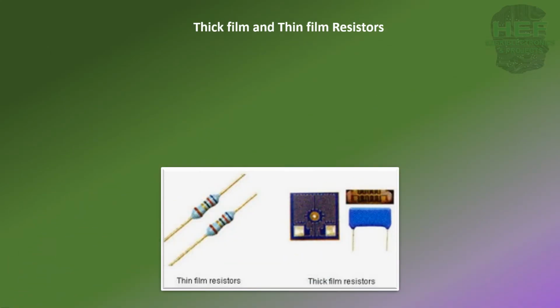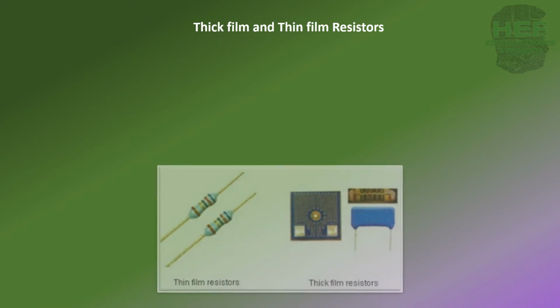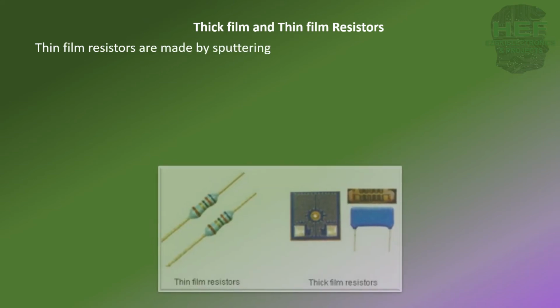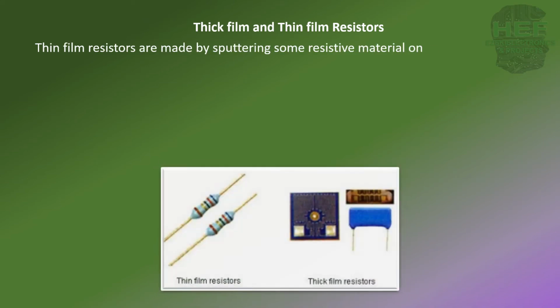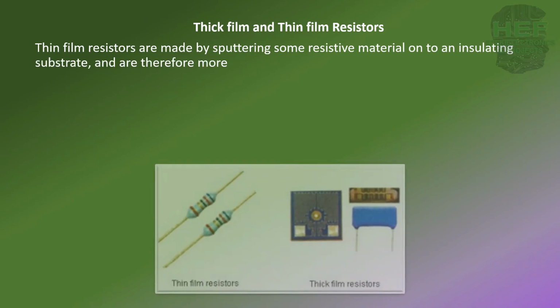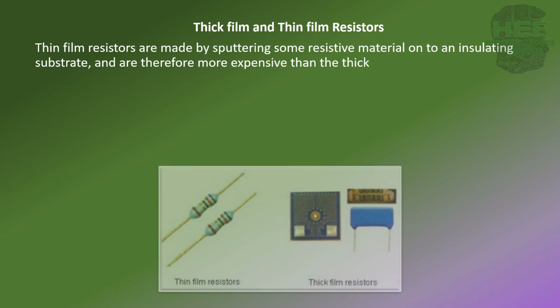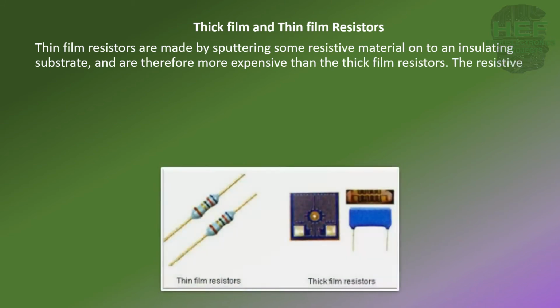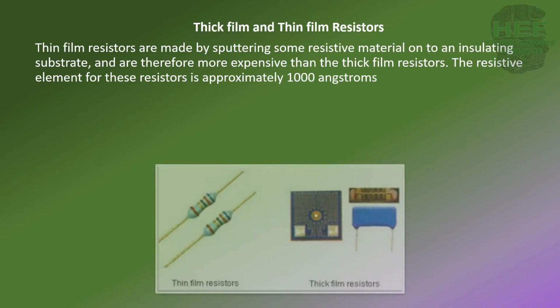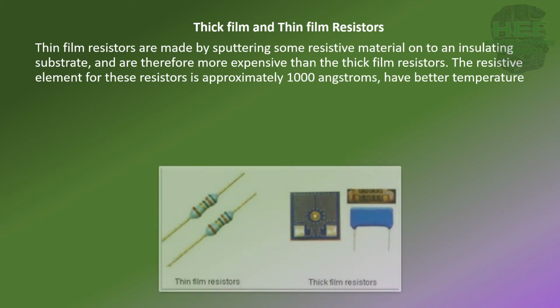Thick film and thin film resistors. Thin film resistors are made by sputtering some resistive material onto an insulating substrate, a method of vacuum deposition, and are therefore more expensive than the thick film resistors. The resistive element for these resistors is approximately 1000 angstroms. Thin film resistors have better temperature coefficients, lower capacitance, low parasitic inductance and low noise.